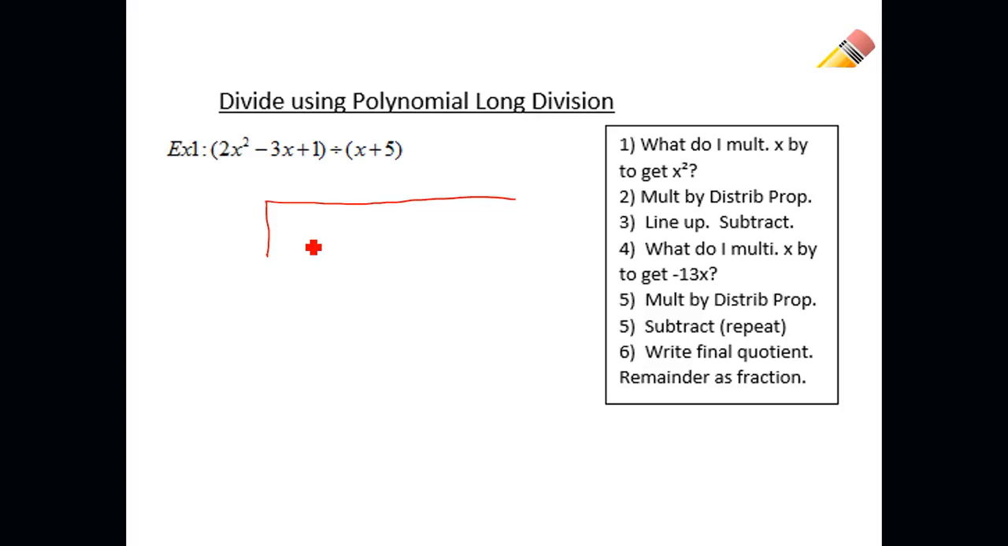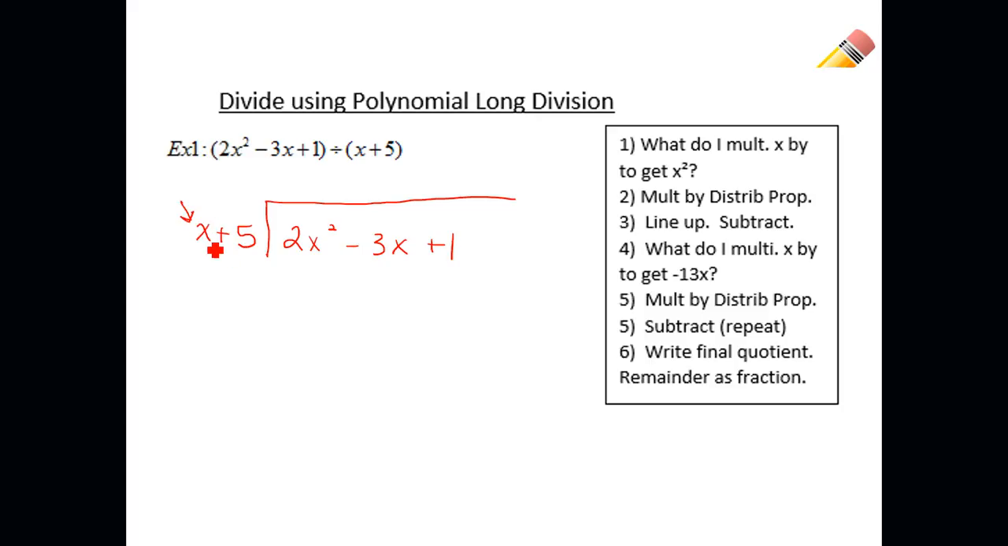So on the inside, we're going to place this 2x squared minus 3x plus 1, and on the outside, we're going to divide it by the x plus 5. When you first want to start a long division problem, you look at what's on the outside here, and you look at that lead coefficient.